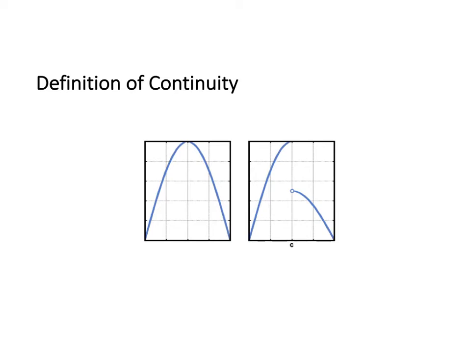Well, a simple definition would be that if you traced the graph, your pencil or pen would never have to leave. So you could trace the graph and you never have to lift your pencil up. Now, with this graph here, if I trace this graph, all of a sudden I got to lift the pencil up and move down here and continue. So this would represent a discontinuity, whereas the one on the left would be a continuous function.